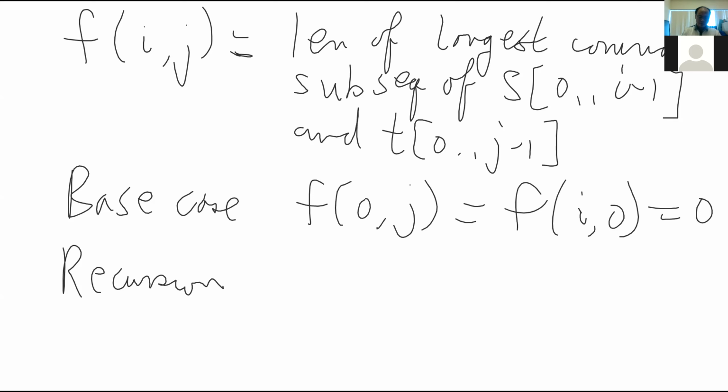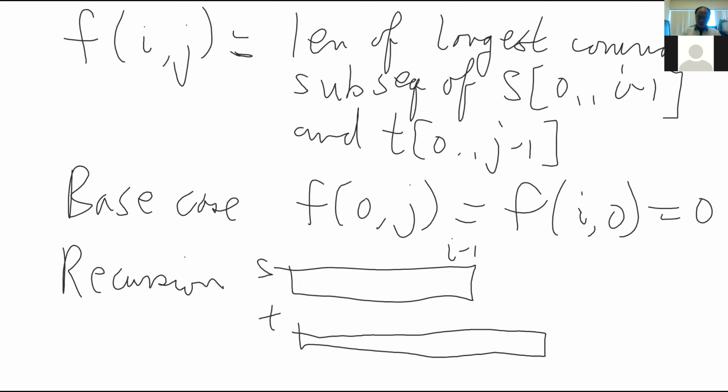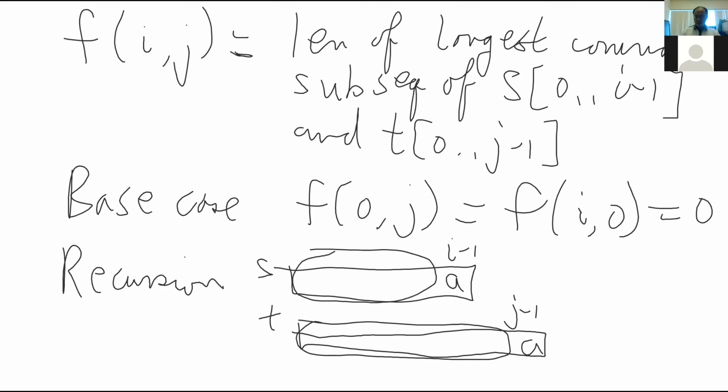I'll just draw a picture first. You have the first i characters of S, so this is i minus 1, and the first j characters of T. They don't have to be the same length. I look at this last letter. If they're both the same, then whatever longest common subsequence I have for the first portion, I just add 1, because I can always attach the letter to the end of both subsequences and it will be the longest one.